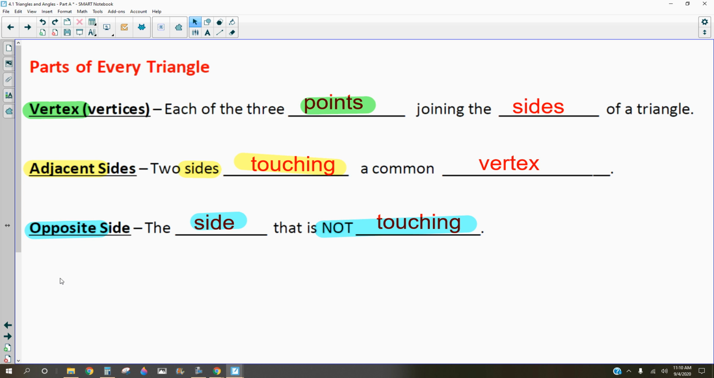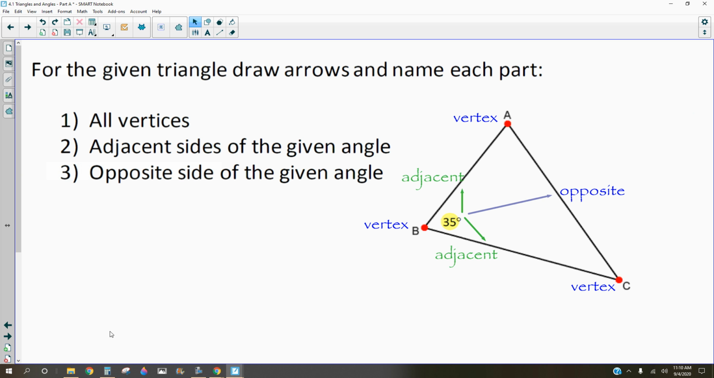So let's look at a picture. Here we have a triangle, and they're drawing our attention to the 35-degree angle at corner B. Number 1 says name all the vertices. So notice I've labeled each corner as a vertex.